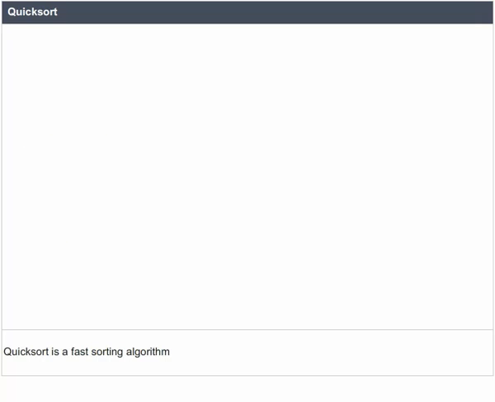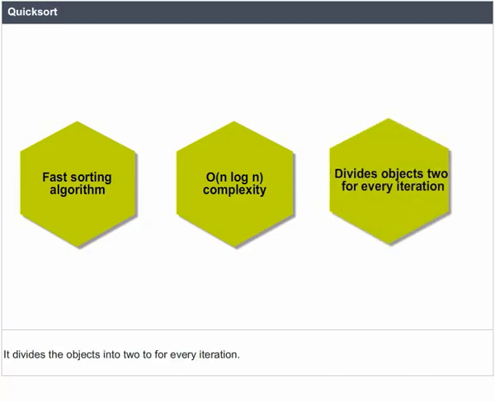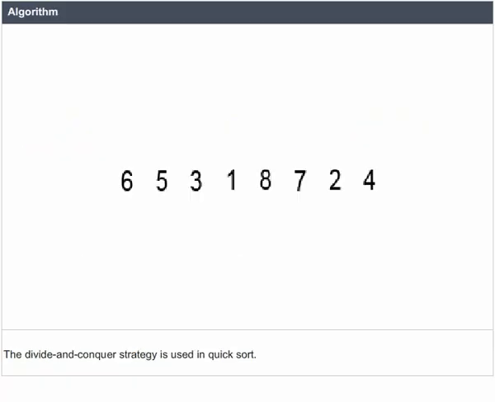Quicksort. Quicksort is a fast sorting algorithm. On average, it has O(n log n) complexity, making quicksort suitable for sorting big data volumes. It divides the objects into two for every iteration.